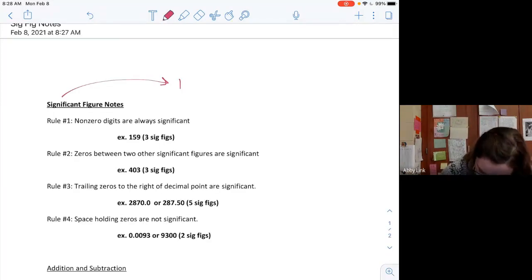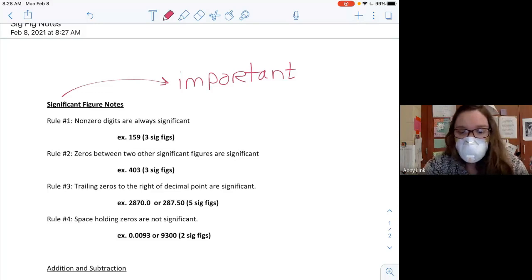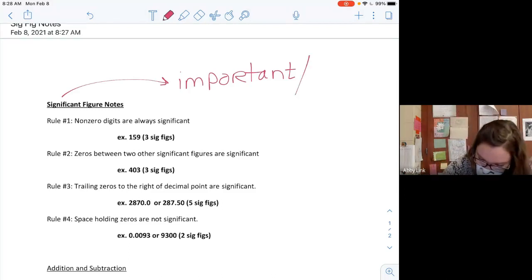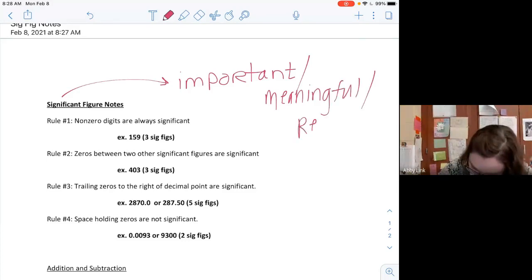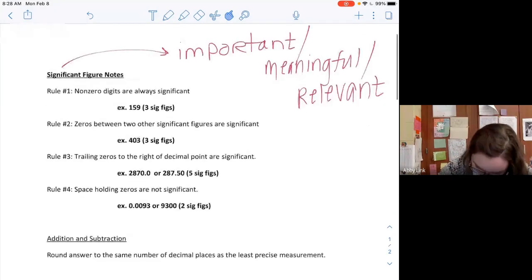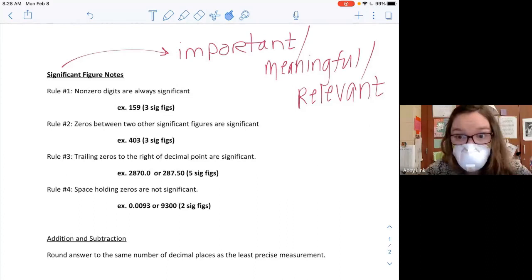I like that. Anybody have another synonym for me? What about meaningful? I like to think meaningful. Ooh, relevant. That's a really good one, Tony. I like that. Meaningful, relevant. So clearly significant figures matter, right?